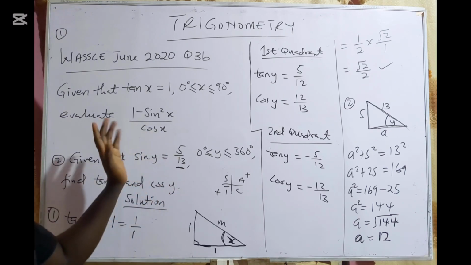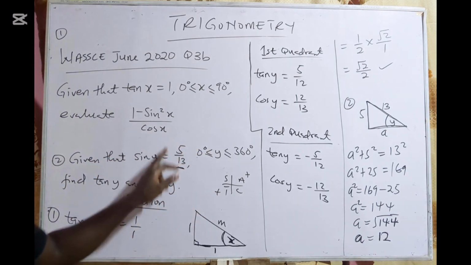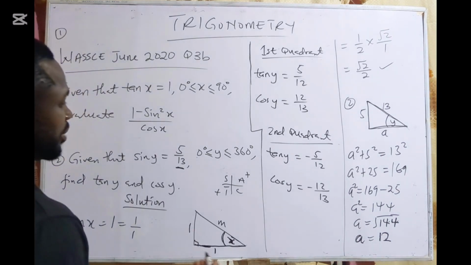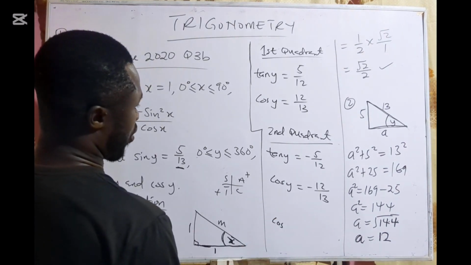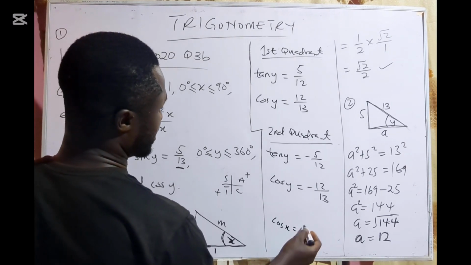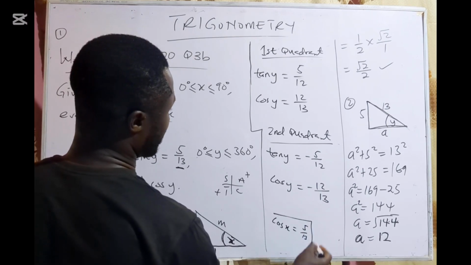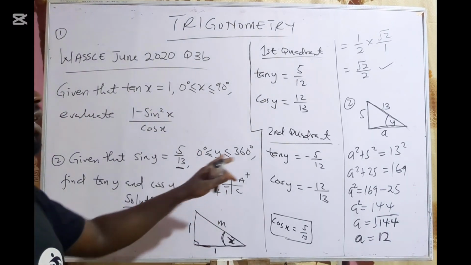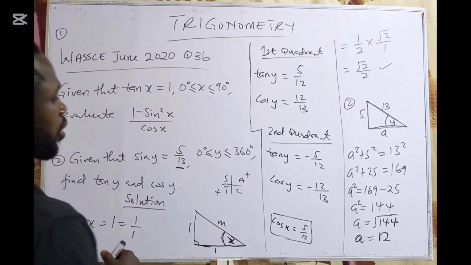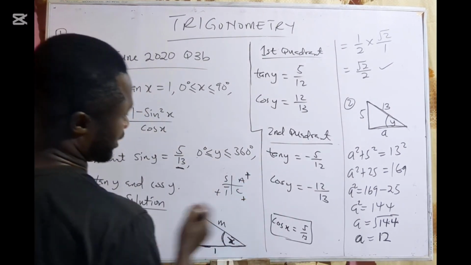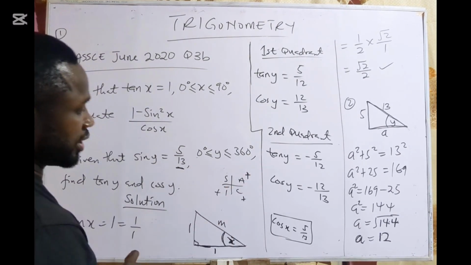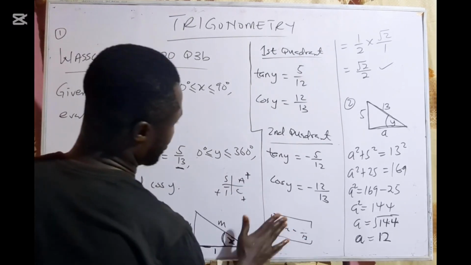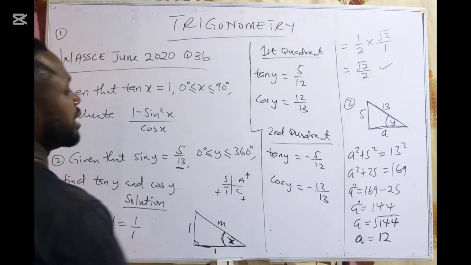So it means that we look at only where sin is positive, because 5 over 13 is a positive value. So assuming that we would have been given, let's say, cos x is 5 on 13, and we are asked to find the angle between 0 and 360. Where is cos positive? Cos is positive in the first and the fourth quadrant. So we would have looked at the first and the fourth. Assuming it is tan, we would have looked at the first and what? The third quadrant.